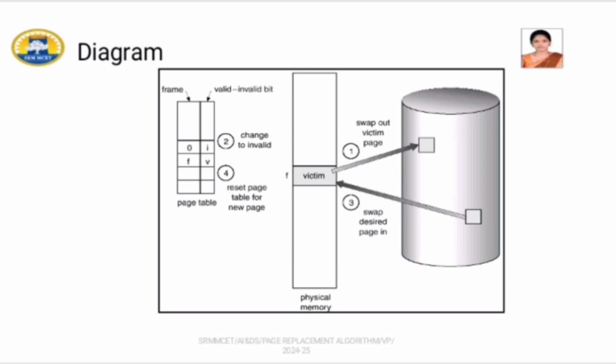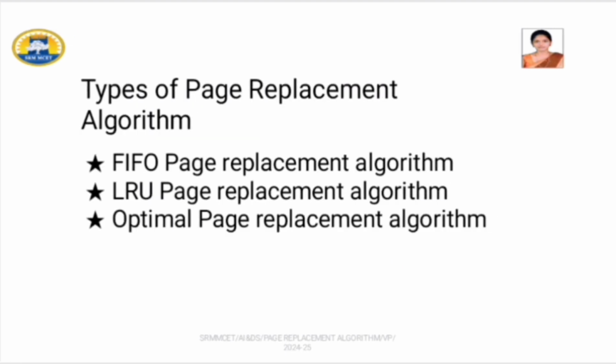Here the OS maintains the page table. It has information about the valid and invalid bits, which page has to be swapped in and which is replaced by what page. If the required page is already in the main memory, it is marked by a valid bit. If the page is not in the main memory, it is marked by an invalid bit. These are the things in the page table. These are the types of page replacement algorithm: FIFO page replacement algorithm, LRU page replacement algorithm and optimal page replacement algorithm.